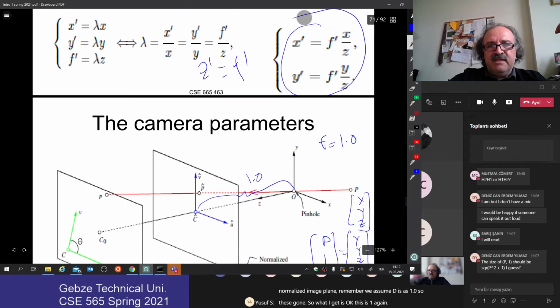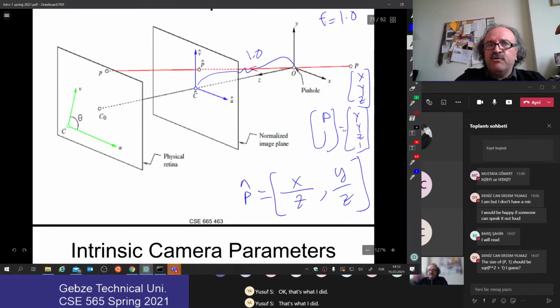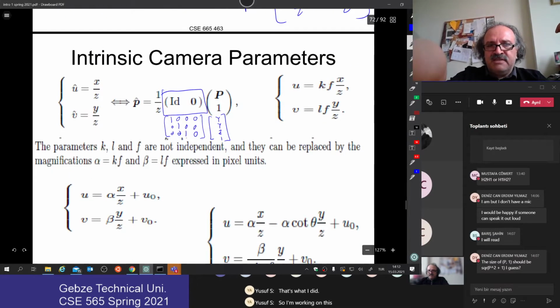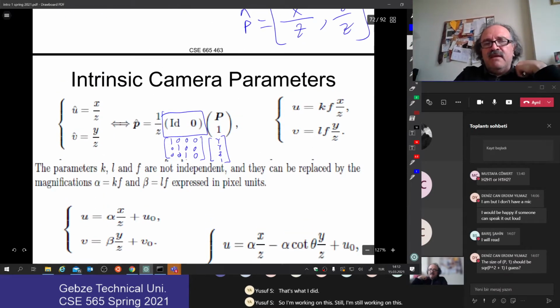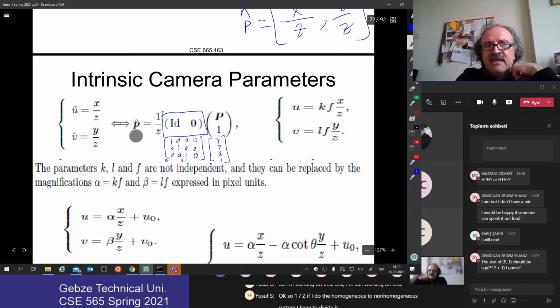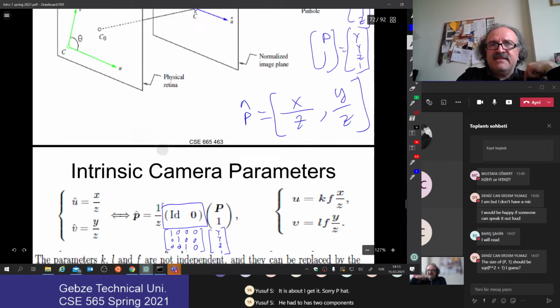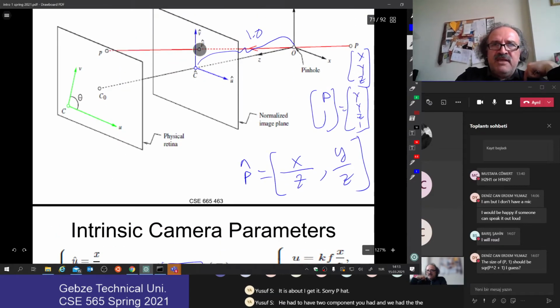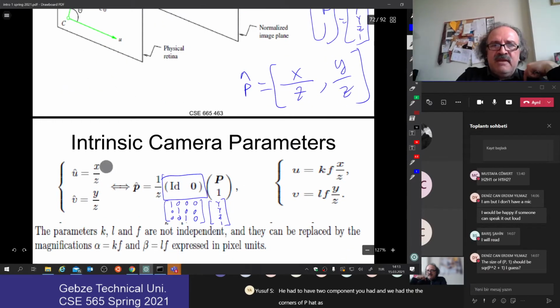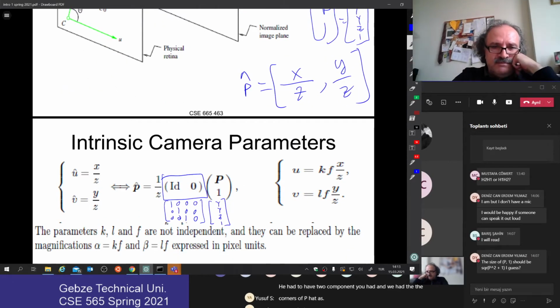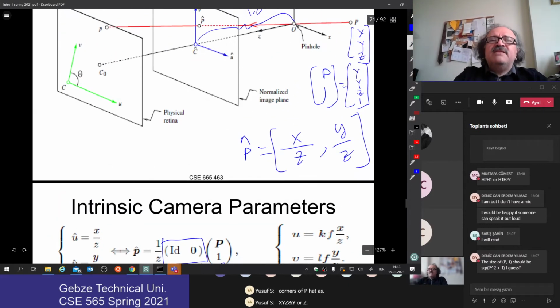I am still working on this. So 1 over Z: if I do the homogeneous to non-homogeneous conversion, I have to divide by Z, and I will get P hat. P hat has two components, U hat and V hat. The coordinates of P hat are X over Z and Y over Z. This one we already know.